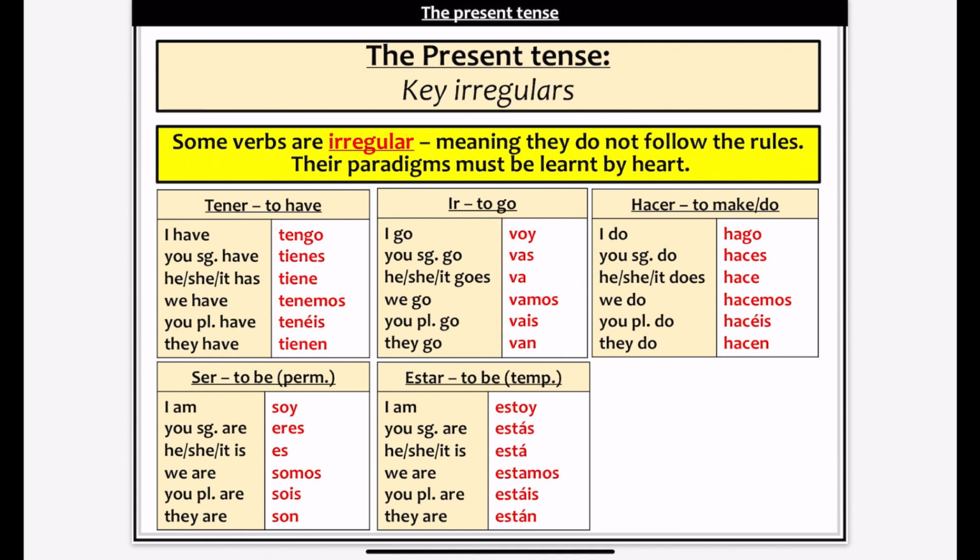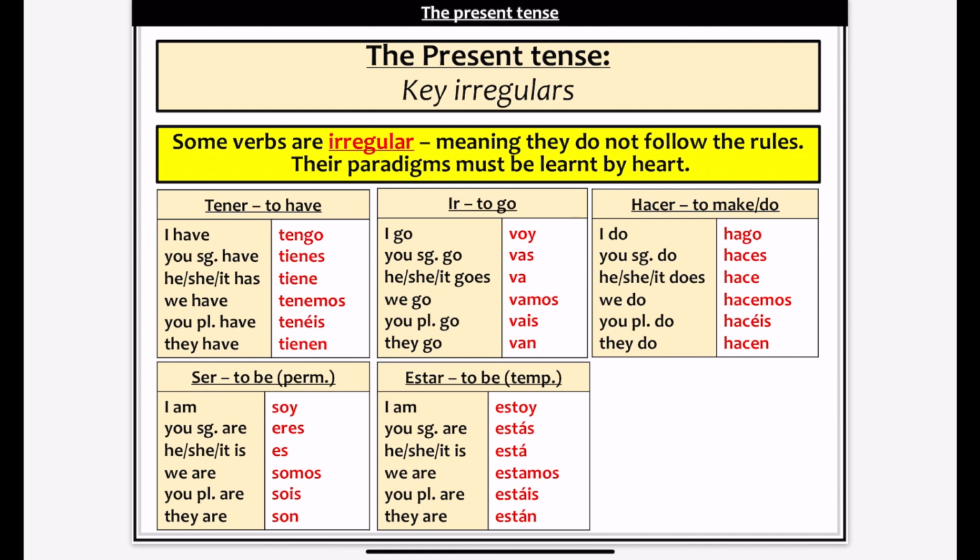So you've got some key ones there. You've got tener, to have. So I have, you have. Tengo, tienes, tiene. Tenemos, tenéis, tienen. You've got ir, to go. So I go, you go. Voy, vas, va. Vamos, vais, van. Hacer, to make or to do. So I make or I do is hago. You make or you do is haces, hace. Hacemos, hacéis, hacen.